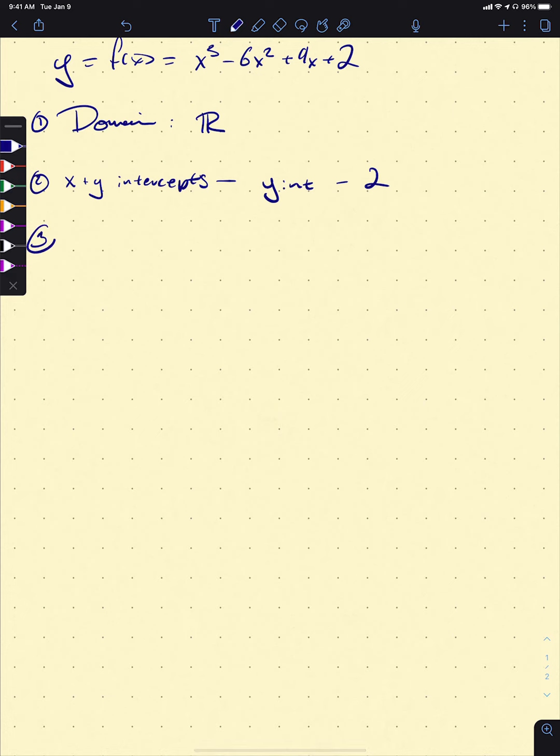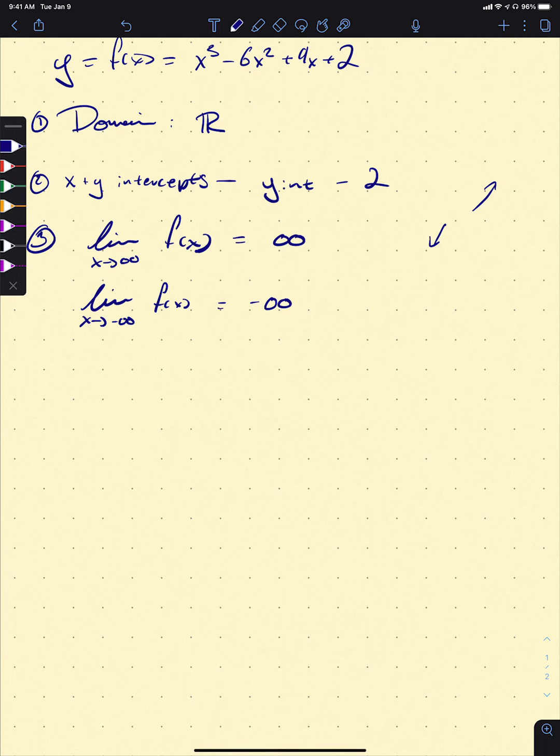Step 3, we'll want to take a look at the limits at infinity. So as x goes to infinity of f of x, well, this is a cubic function with a positive leading term, right? And that's going to tell us that its end behavior is going to do this. So the limit as x goes to infinity is going to be infinity, and the limit as x goes to negative infinity is negative infinity. Okay, so we know that.